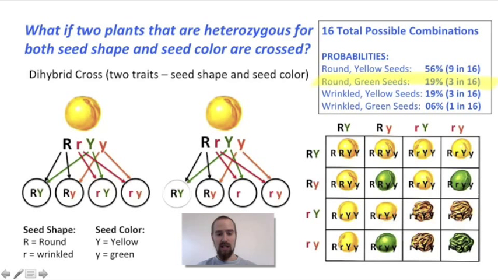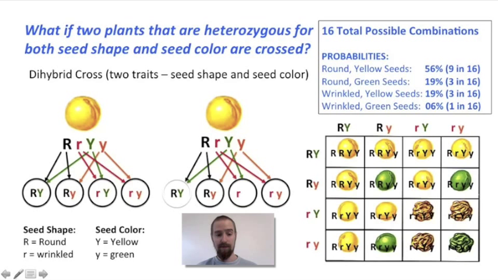3 out of the 16 combinations result in plants with round green seeds, and 3 out of the 16 combinations result in plants with wrinkled yellow seeds, meaning a 19% chance that a seed produced by this cross will grow into a green round seed, and a 19% chance that a seed produced by this cross will grow into a wrinkled yellow seed.